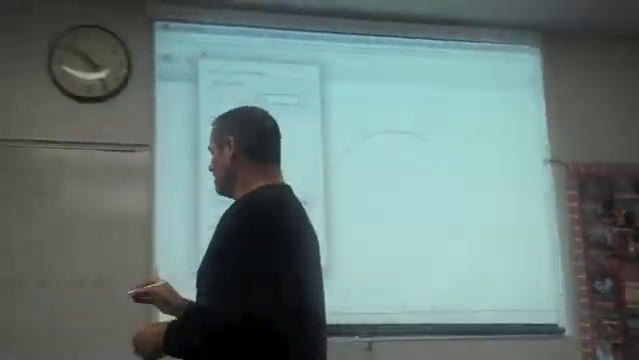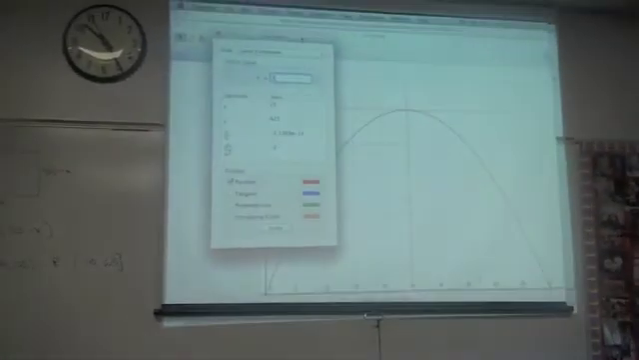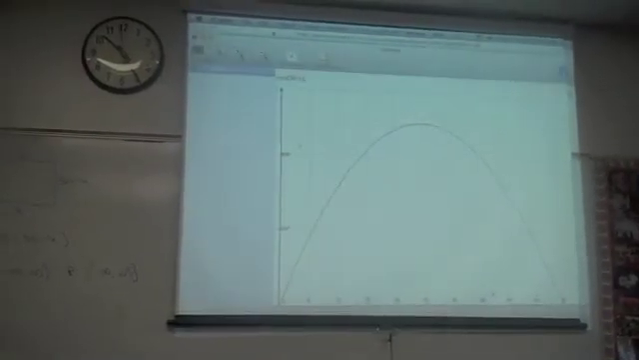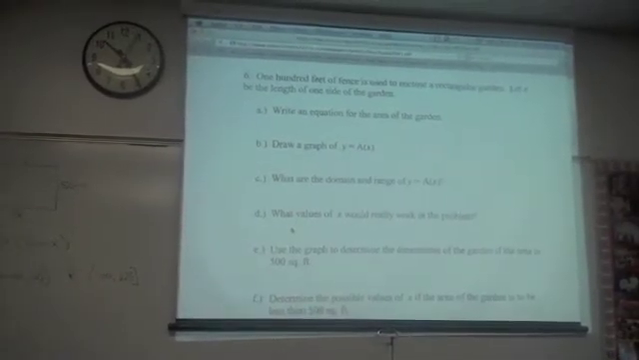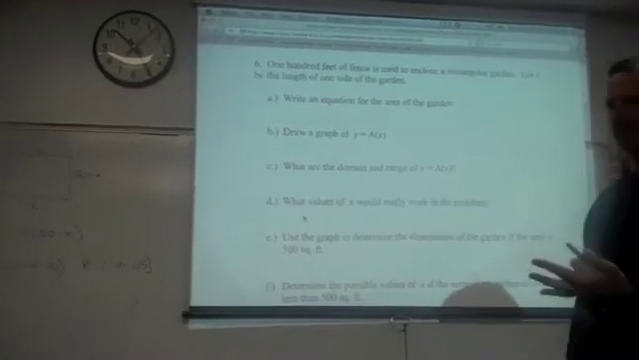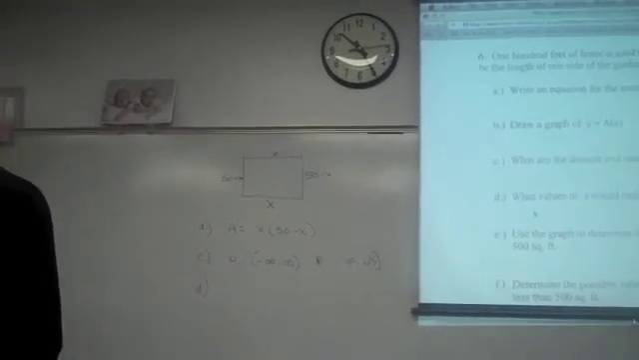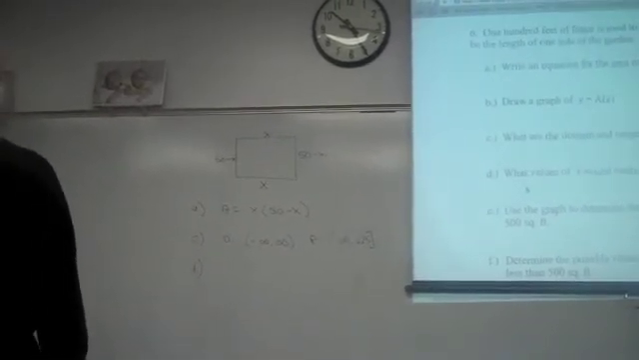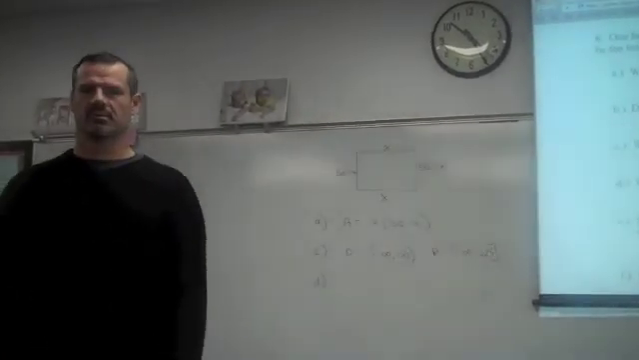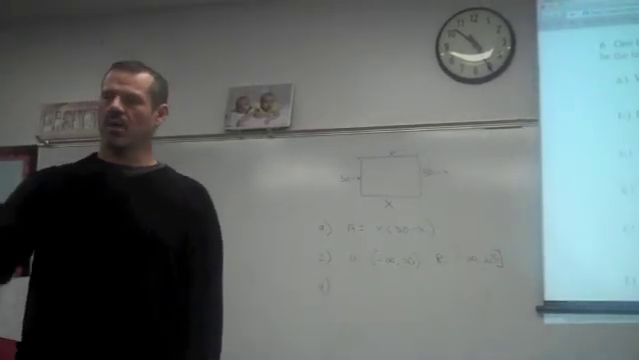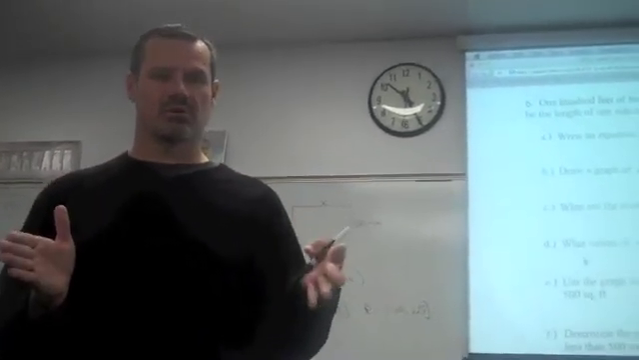Okay. Letter D. All right, letter D says, what values of X would really work in the problem? Okay, here's what they mean. The domain, right, so here's the values of X, negative infinity to infinity. Yeah, but not really. If we're really building a garden, there's a whole bunch of those that are ridiculous. Which ones? You've only got 100 feet of fence to work with, so that's one of your restrictions.